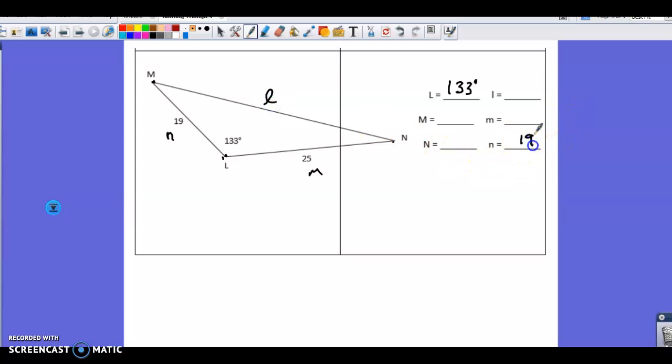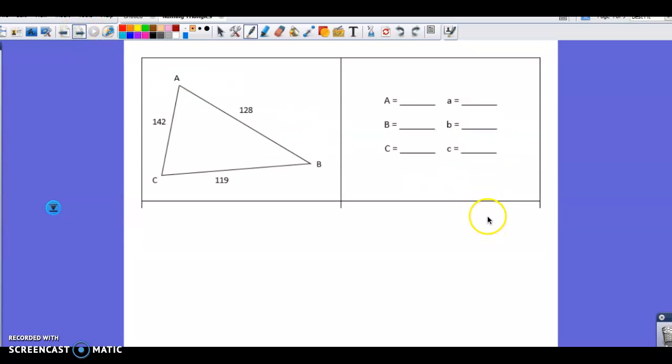that's 1925. And I know the longest side of an obtuse triangle is always across from the largest angle. And we'll talk more about that. But that's all you can figure out from that picture. Then you're going to have to use law of sines or law of cosines for the rest of it.